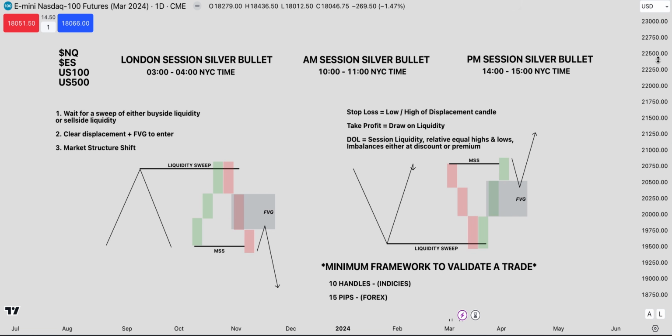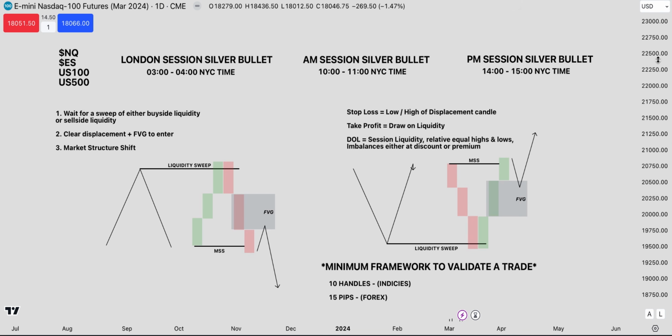Okay, so we have 3 sessions that this strategy can be traded in. The first one is London session silver bullet. This occurs between 3 AM and 4 AM New York time. The second one is the New York AM session silver bullet. This occurs between 10 AM and 11 AM New York time. And lastly, we have the PM session silver bullet, which happens from 2 PM to 3 PM New York time.